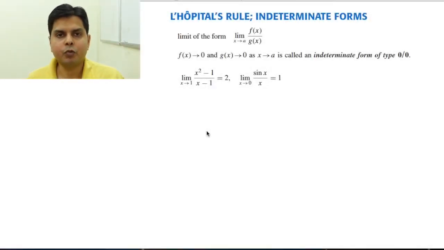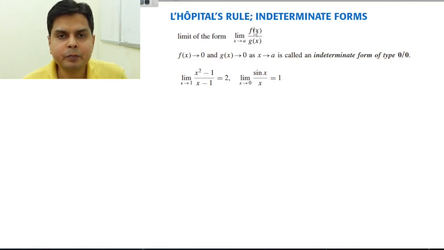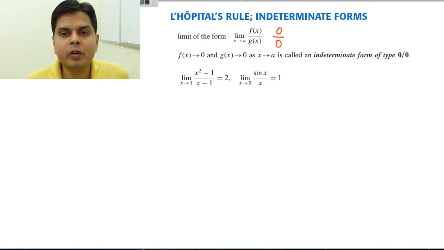Today we will discuss one very important rule of finding limits, called L'Hopital's rule. This rule is basically used when we have an indeterminate form of a function. Suppose I have to find the limit as x tends to a of f(x) by g(x), and f(x) tends to 0 and g(x) also tends to 0 as x tends to a. So what is this? This is basically the 0 by 0 form. This is called an indeterminate form of the type 0 by 0.